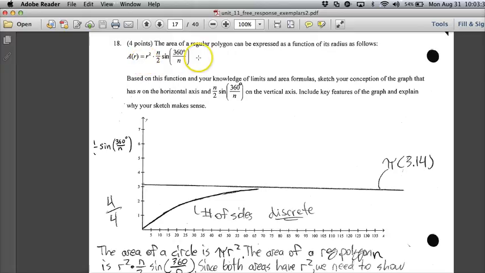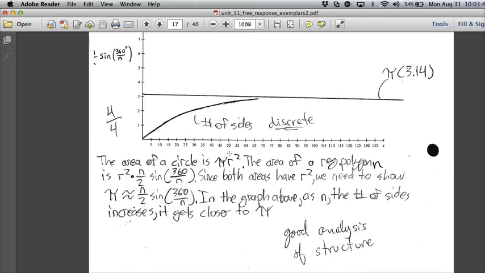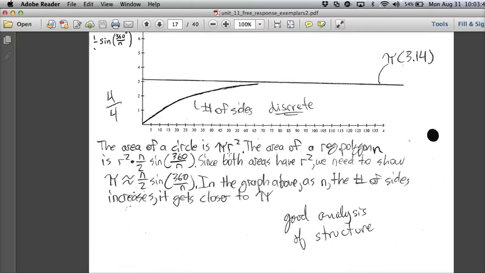Both sides having r squared means that this factor here would have to approach pi as n approaches infinity. So here are some student exemplars, and I'll just say what I liked about each one of them.